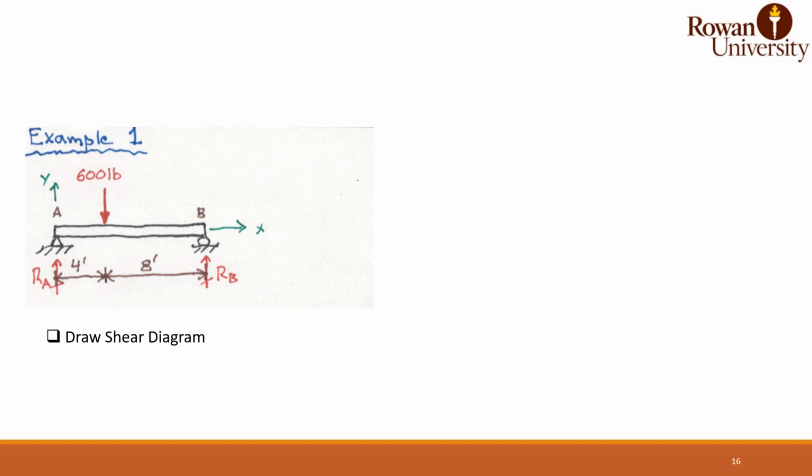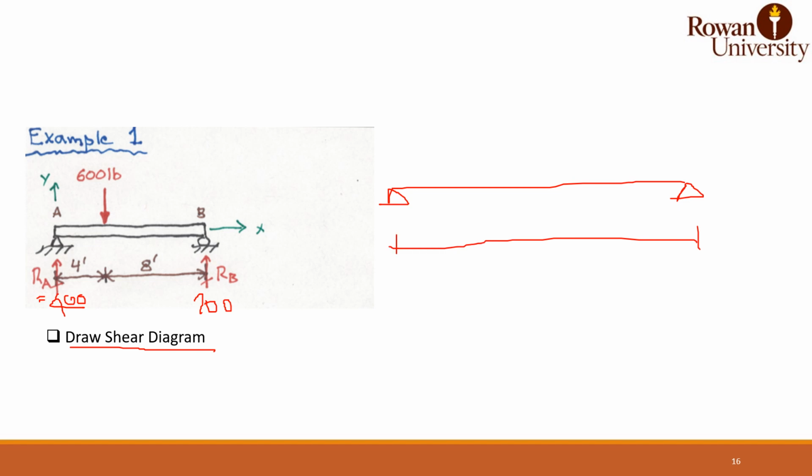To solve for the shear diagram, given that RA is 400 pounds and RB is 200 pounds, you need to draw the shear diagram. The shear diagram here, given that you have a 12-foot span divided at the load, has the first segment at 4 feet and the second segment at 8 feet. You always start with upward being positive. So at the support RA, you have 400, so you have to draw 400.